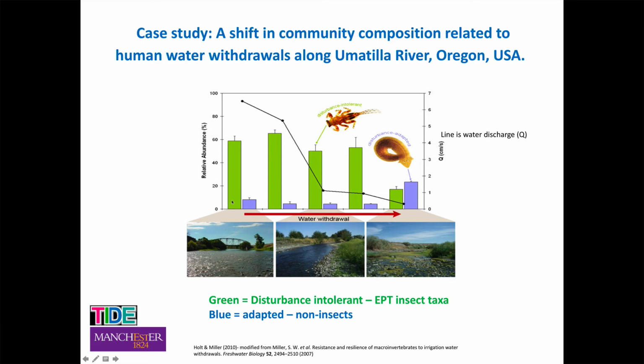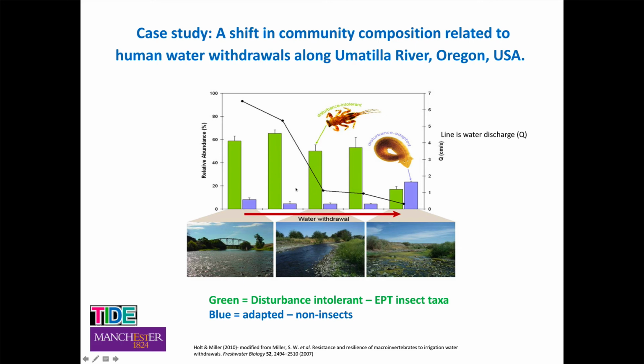So the green bars represent the disturbance intolerant insect taxa that we were talking about before. For example, the Ephemeroptera that are very sensitive to any disturbance, to any pollutants. And you can see here that as the water is extracted, the relative abundance of these disturbance intolerant, these pollution sensitive species drops dramatically.